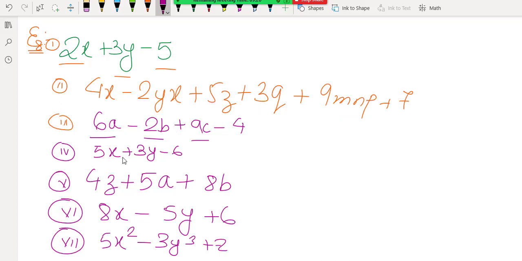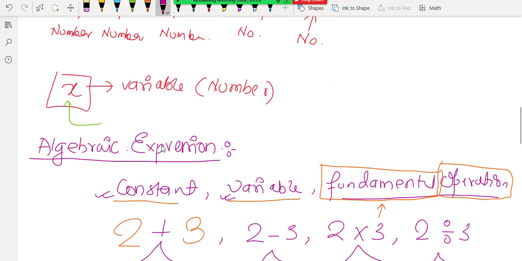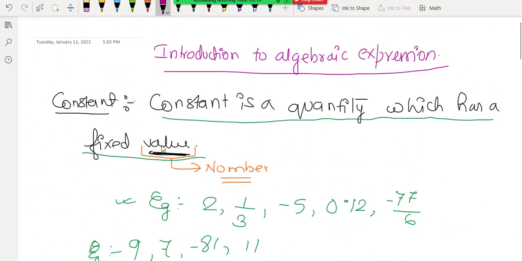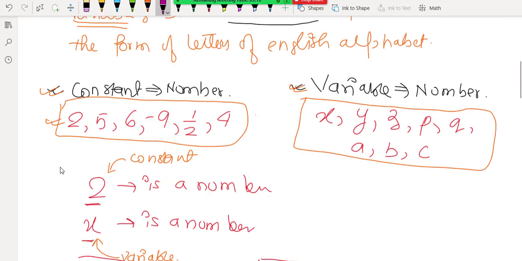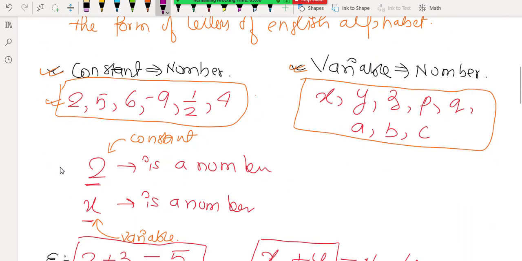So you have understood what an algebraic expression is, what is a constant and what is a variable. Have you understood? Let's do it one more time. So what is a constant? Sir, a constant is a number. What is a variable? A variable is also a number. Very good.